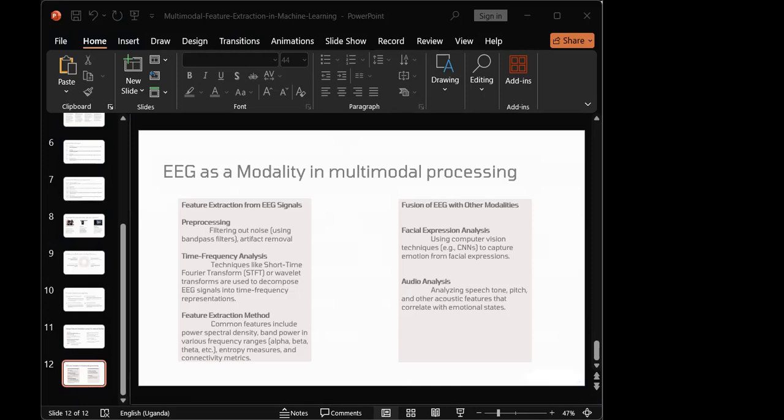Then we also have audio analysis, analyzing the speech tone, the pitch, and other features. On some occasions you determine someone's emotion using their voices, the tones and pitches that come out, whether they're frustrated, angry, happy, or sad.